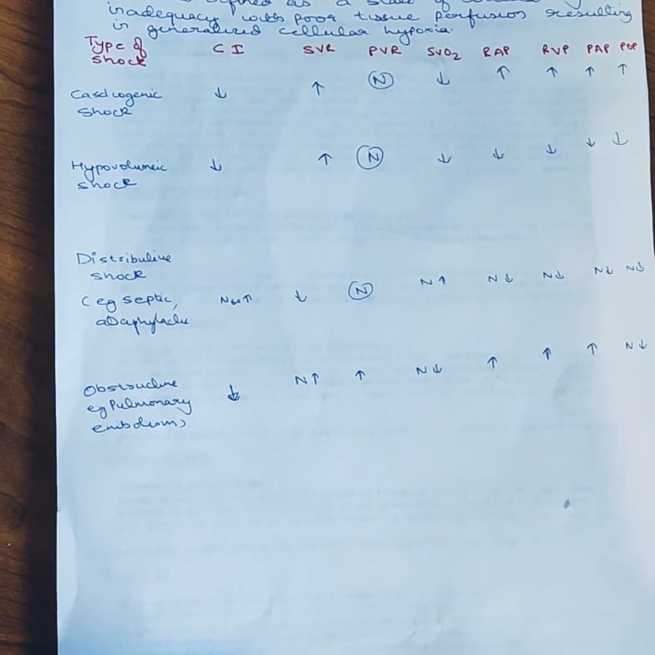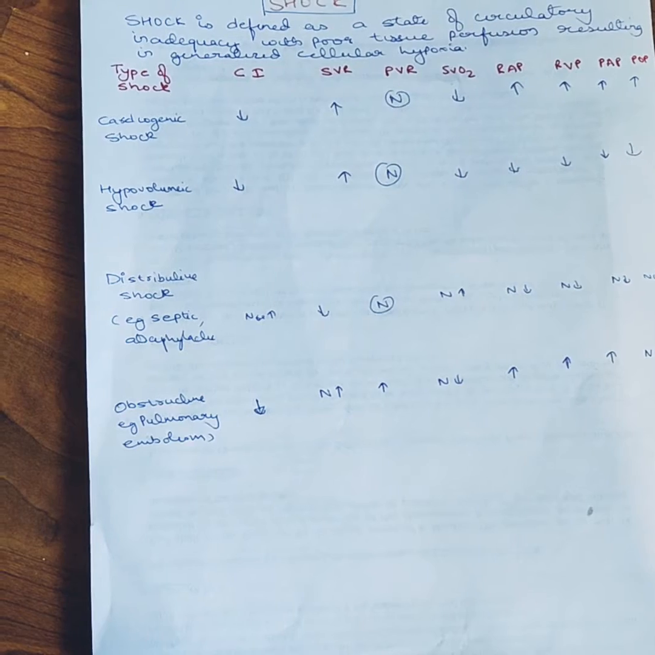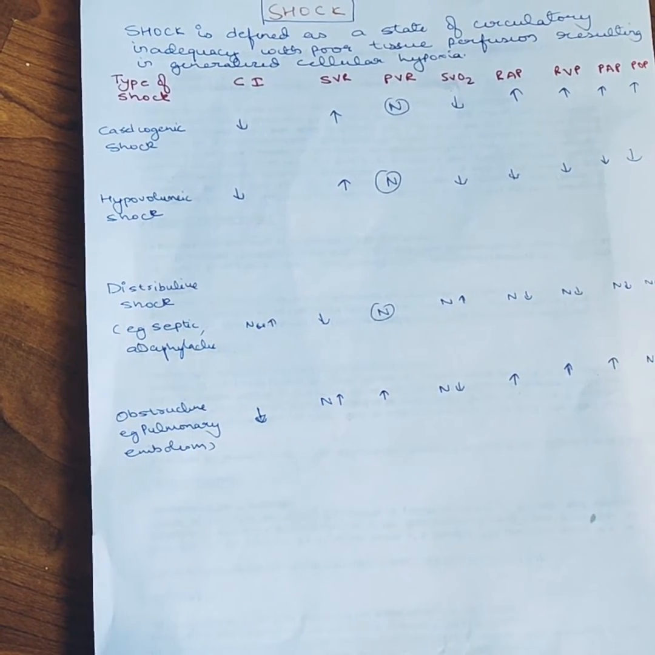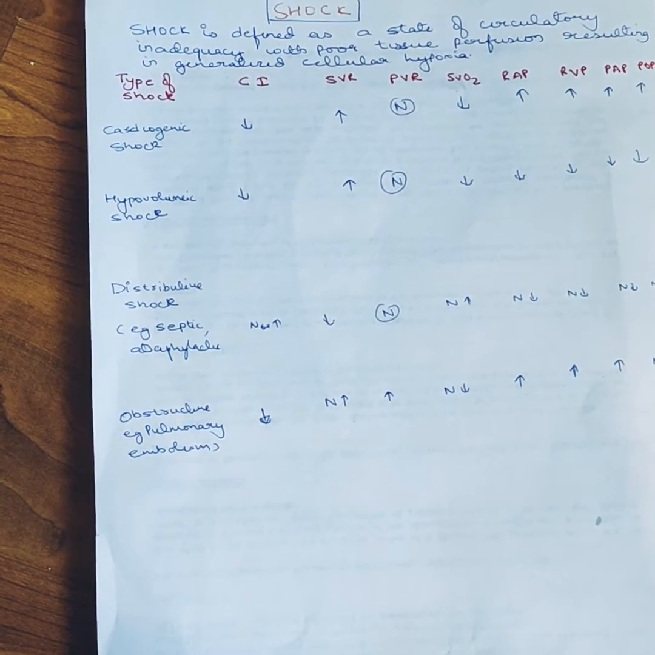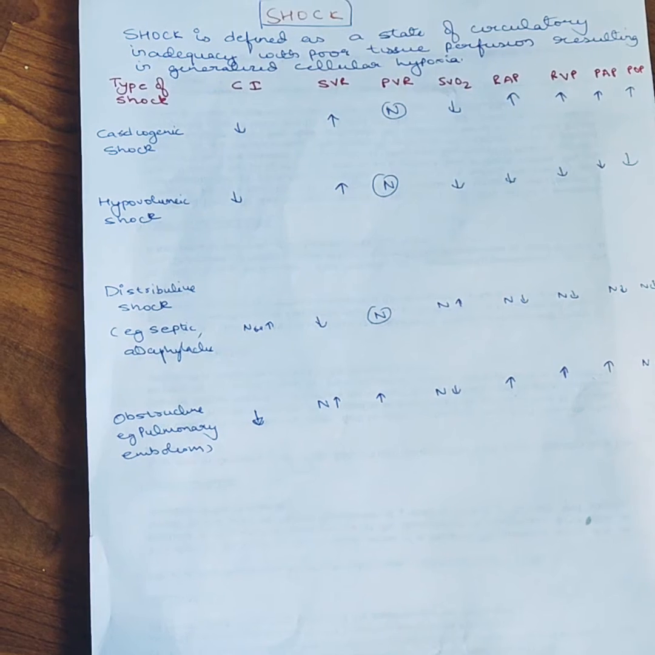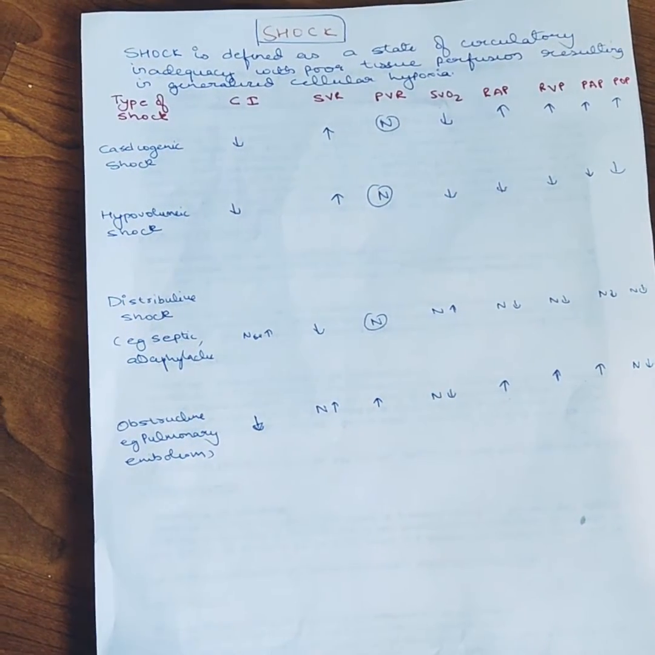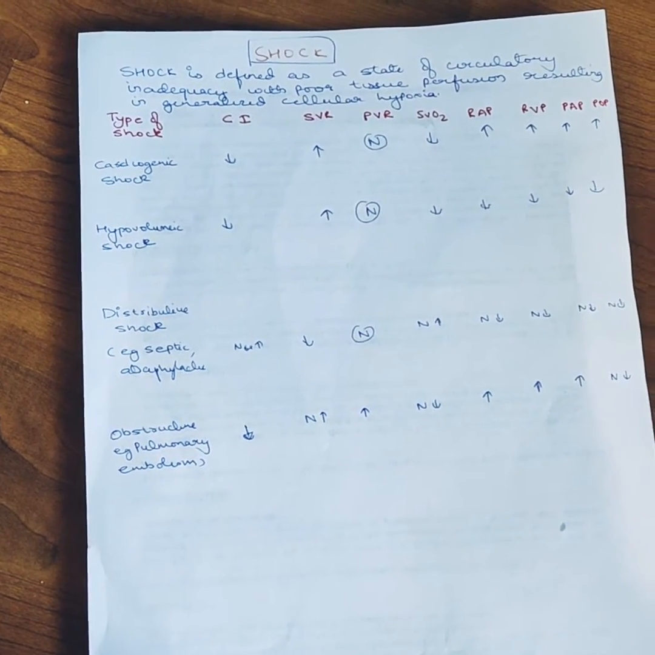We are going to study about shock and the types of shock. Shock is defined as a state of circulatory inadequacy with poor tissue perfusion, resulting in a generalized cellular hypoxia. In simple definition, when there is a circulatory compromise, it results in poor tissue perfusion, which results in hypoxia. Simple.